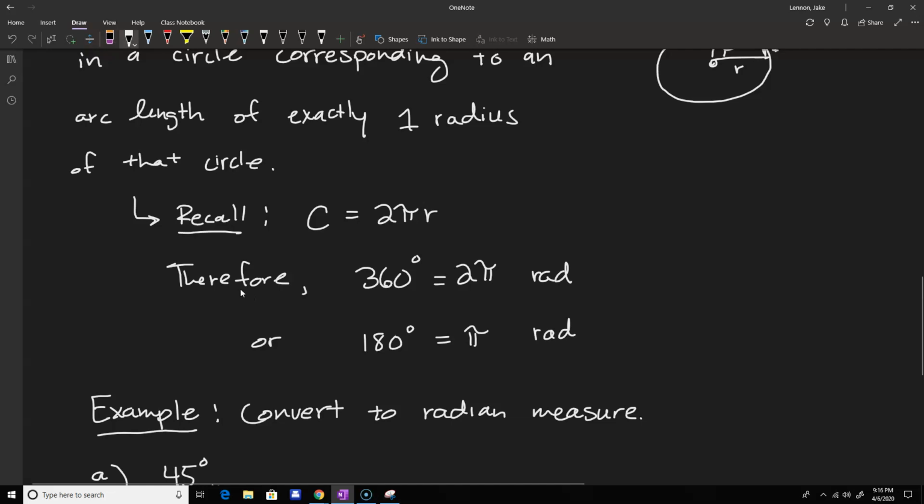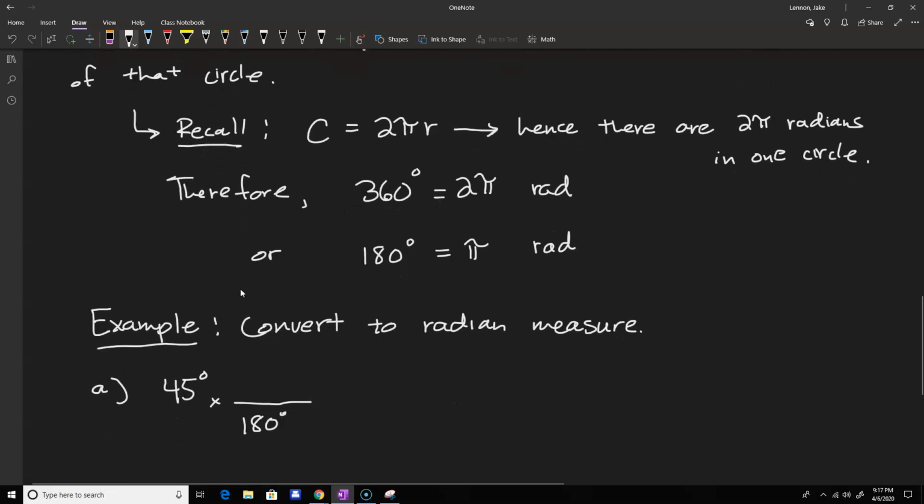The number of radians in a circle is just 2 pi radians. So we can say, hence, there are 2 pi radians in one circle. No matter how big the radius of the circle is, there are exactly 2 pi copies of that radius on the circle. So 360 degrees just corresponds to 2 pi radians. I didn't mean to write down 2 pi r radians. That was a mistake. So the angles are just based on 2 pi is 360 and pi is 180. We don't have to care about what the radius is.